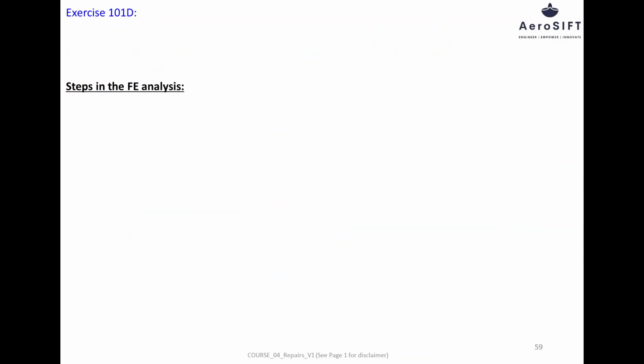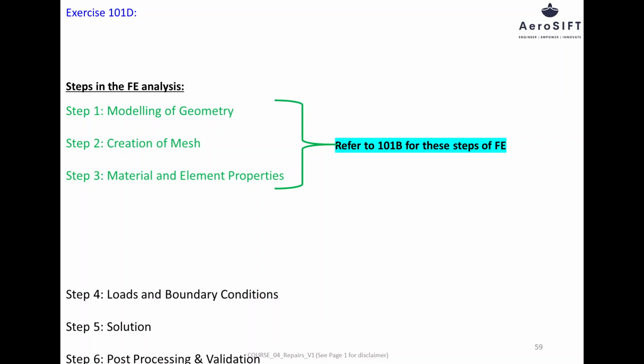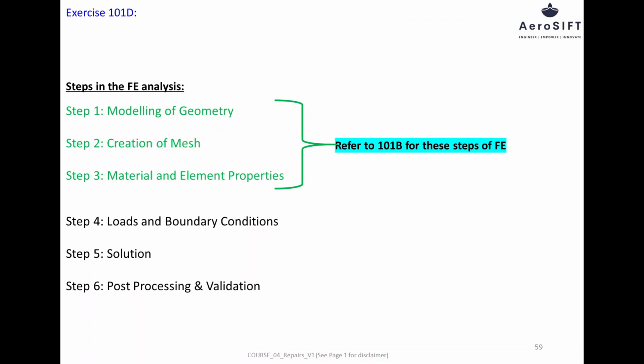The steps in performing the FE analysis are shown here. The first 3 steps of geometry, generating the mesh, and assigning material and element properties are the same as those already covered in Exercise 101B, so will not be repeated here. The focus in this video is specifically on the buckling analysis in steps 4 to 6.